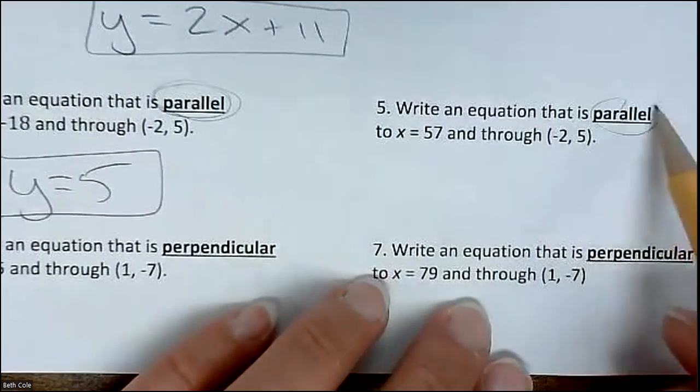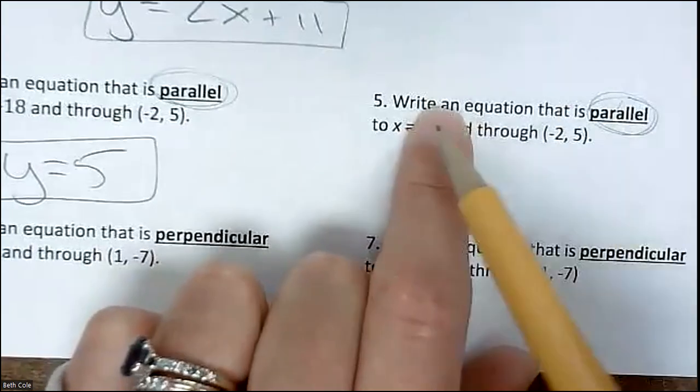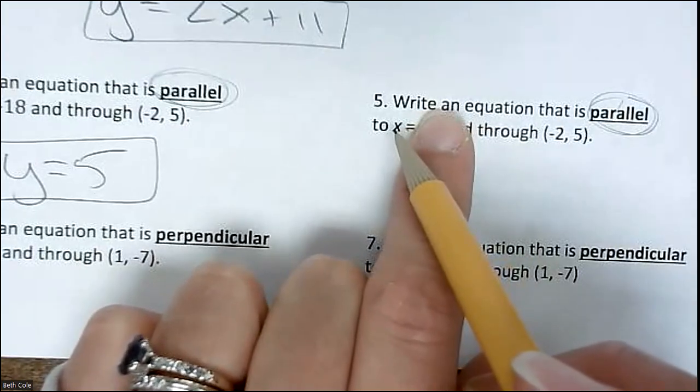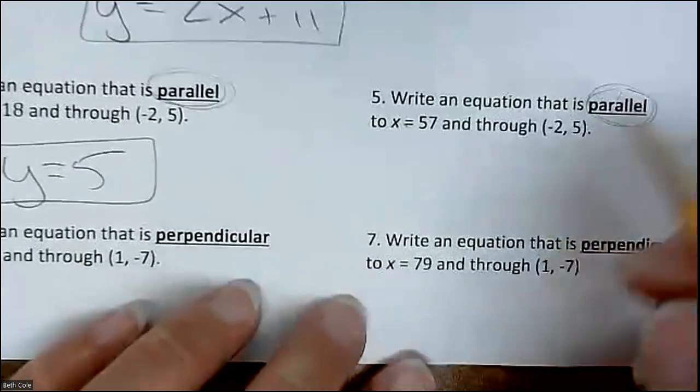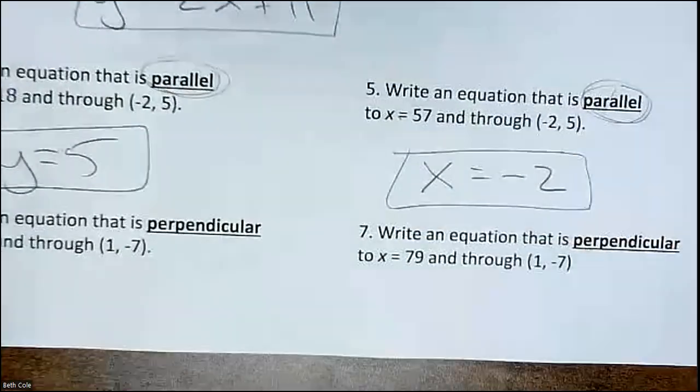Look at this one. Do you see how it says parallel? Yeah. And do you see how this is x equals? It really doesn't matter what that number is, but it's x equals. You see that? Parallel means the same. So good. We want x equals, and your x number is -2.